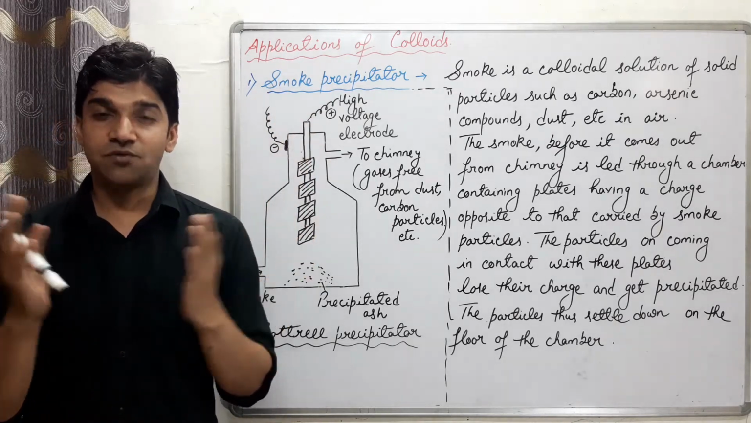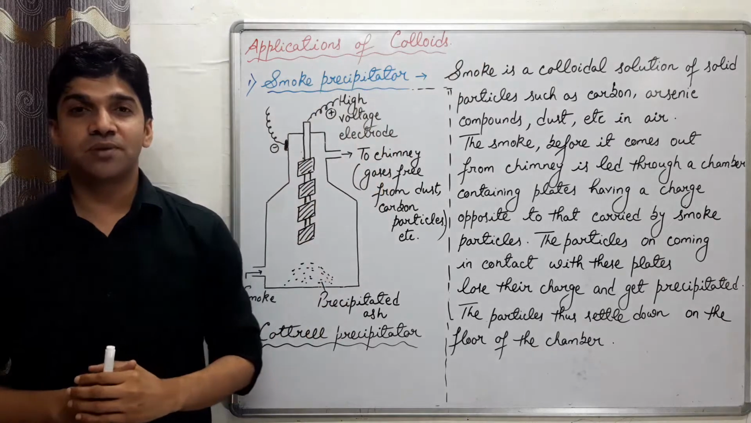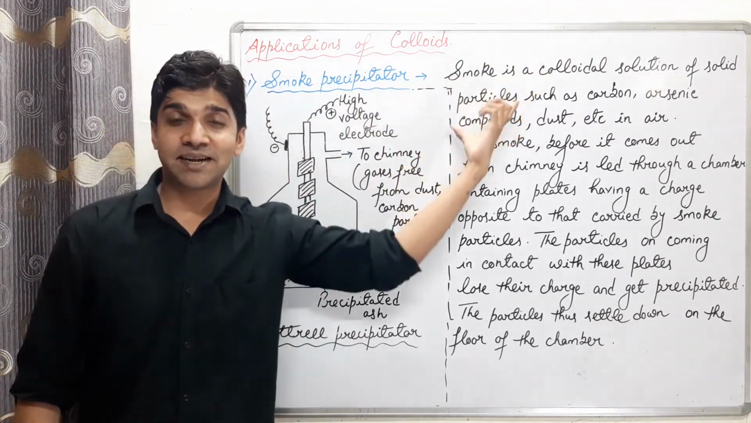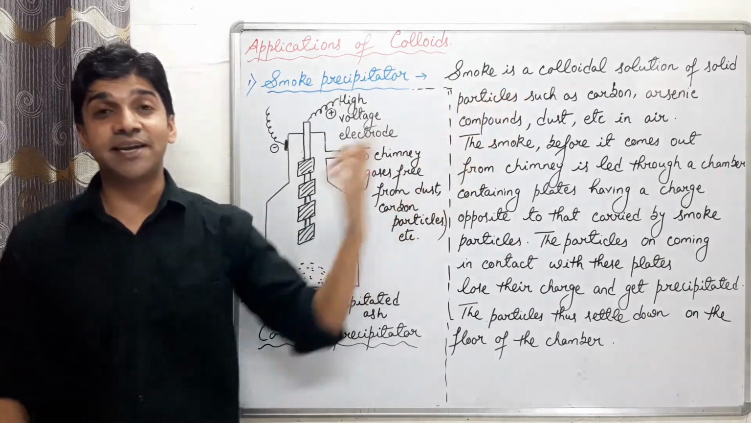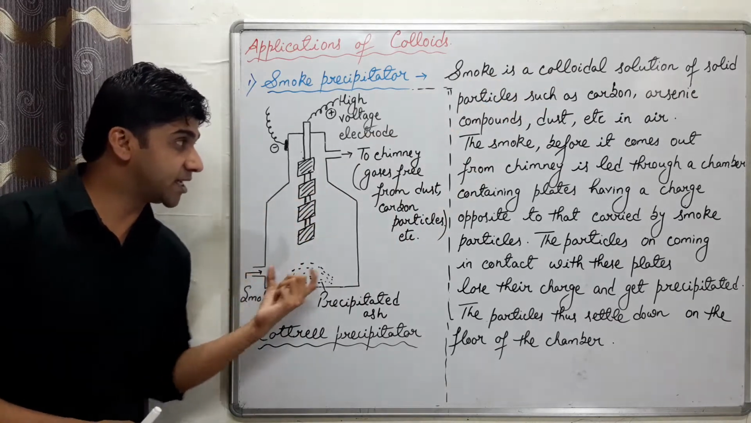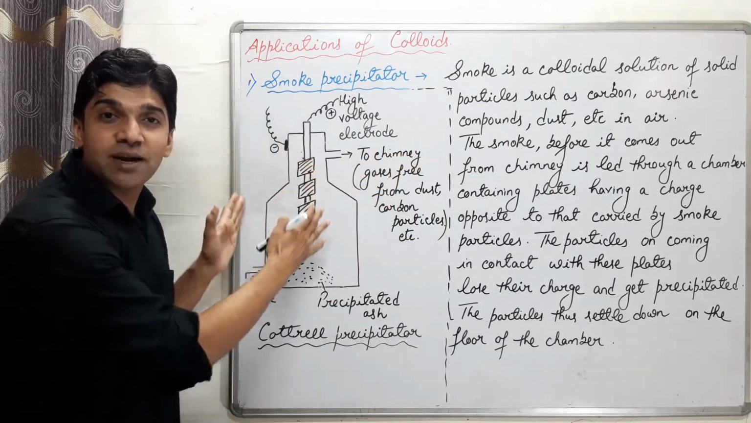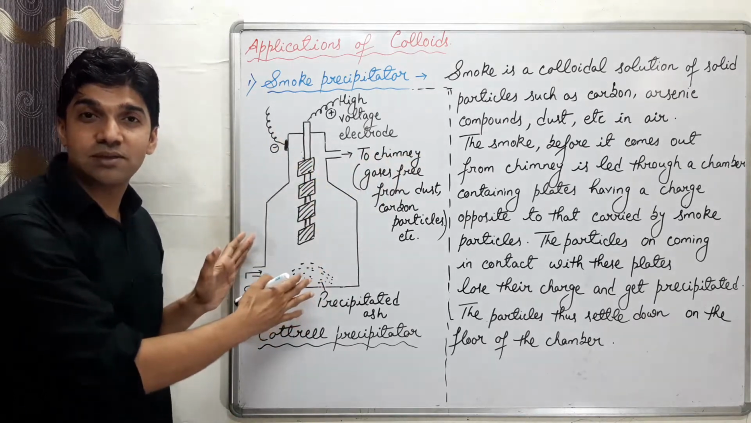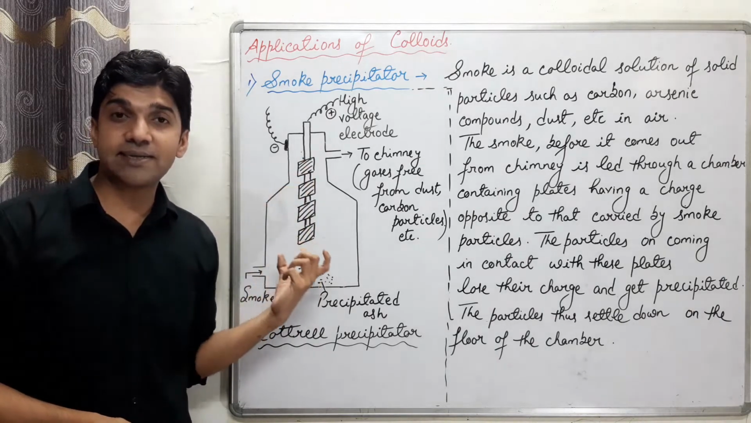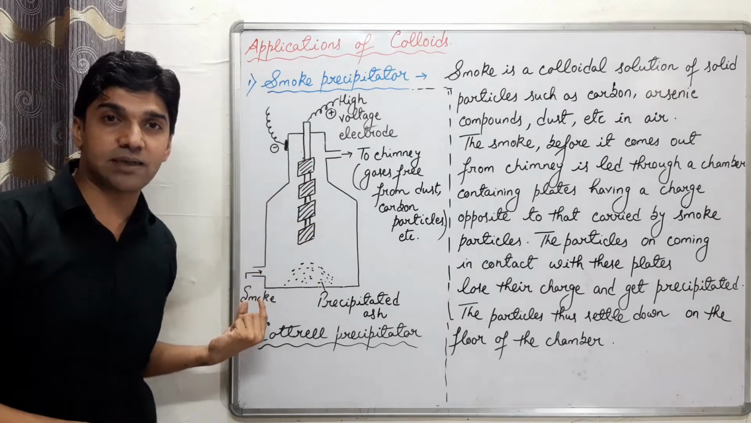So what is smoke? We all know that smoke is a colloidal solution of solid particles such as carbon, arsenic compound, dust, etc. in air. The smoke, before it comes out from the chimney, it is fed into a compartment, into a chamber. और उस chamber में क्या है? The chamber has plates having charge opposite to that of the smoke particles.